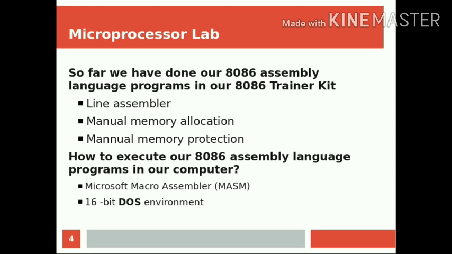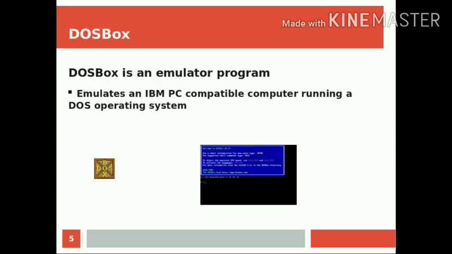8086 programs are 16-bit programs. So to execute these 16-bit programs we need a 16-bit DOS environment. But our machine has Ubuntu as the operating system. So next is how to create a DOS environment in our Ubuntu machine. There is an emulator software, DOSBox. DOSBox is an emulator program that emulates an IBM PC compatible computer with the DOS operating system.